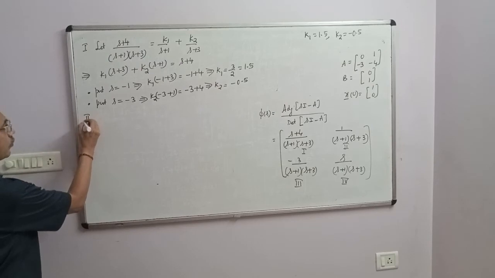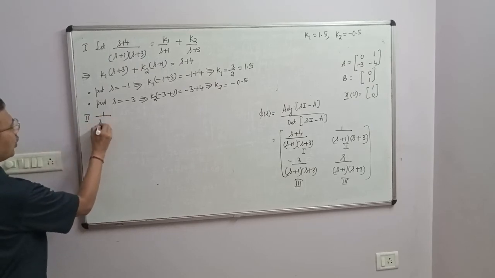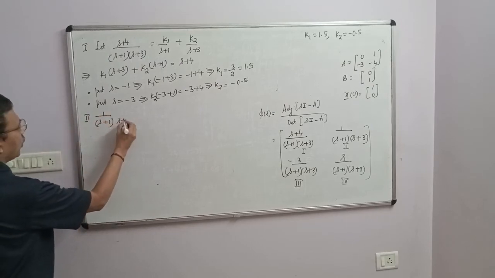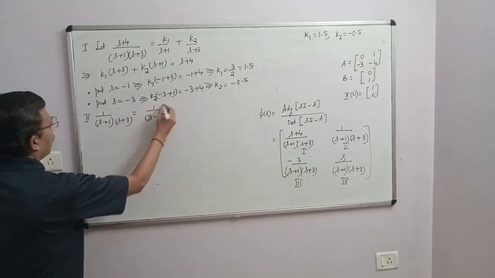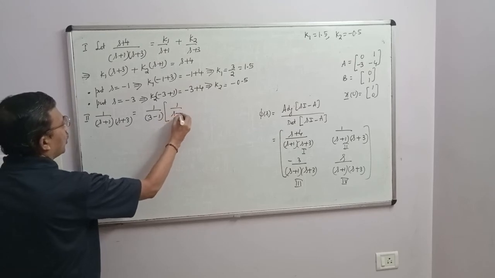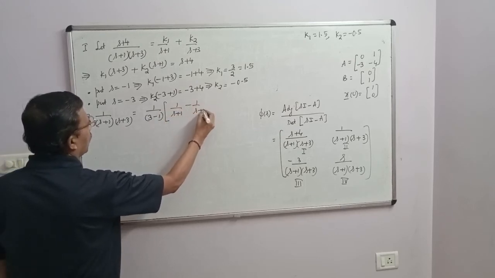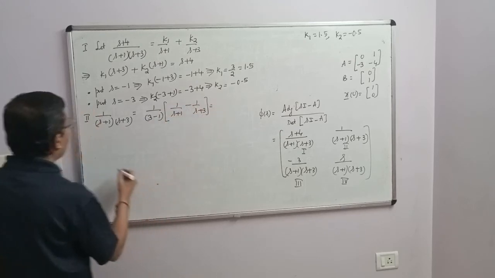Second one, 1 over (S plus 1)(S plus 3) is equal to 1 over (3 minus 1) into (1 over S plus 1 minus 1 over S plus 3). I told this note.